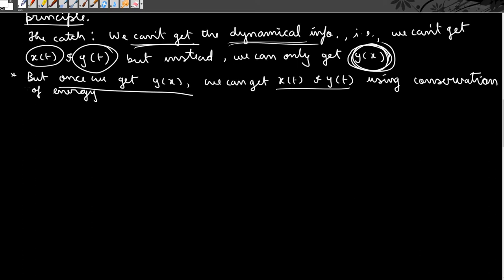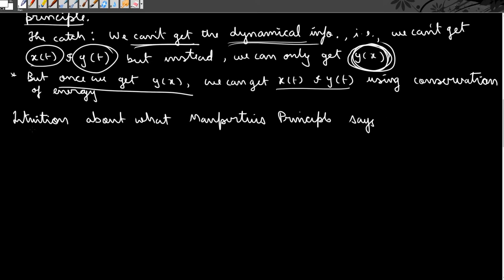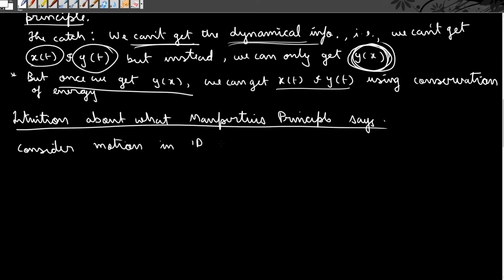So we are going to talk about the intuition about what the Maupertuis principle says. For this, let us go back to the simplest case, which is an example in one dimension. So consider motion in one dimension where 1, 2 and 3 are known.